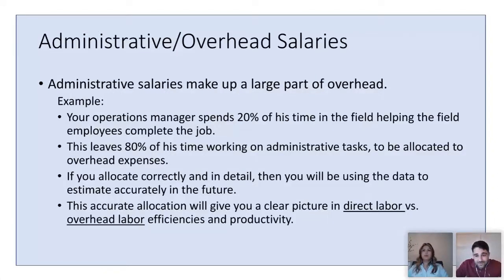Now, one may think, why are you getting so detailed, Joe? That's kind of ridiculous. But it does make a difference. The reason it makes a difference is, let's say you didn't do this and you were allocating all 100% of his salary to admin or overhead salaries. Then you would look at the crew, the direct labor, the guys working in the field, and you would think, wow, they're doing a great job. They're doing really well. In reality, it's actually because you're not counting some of the work that your operations manager is doing, right? So it's important to make sure that you're allocating that correctly.